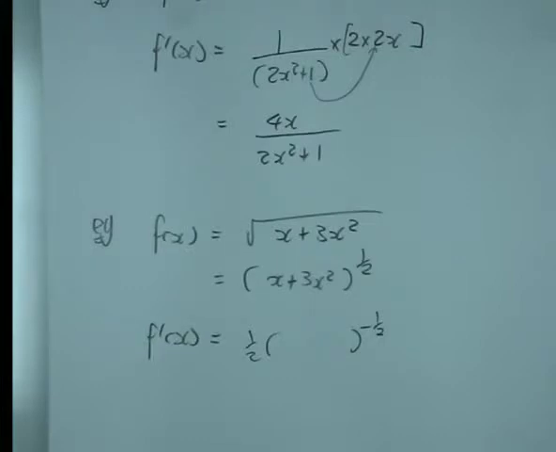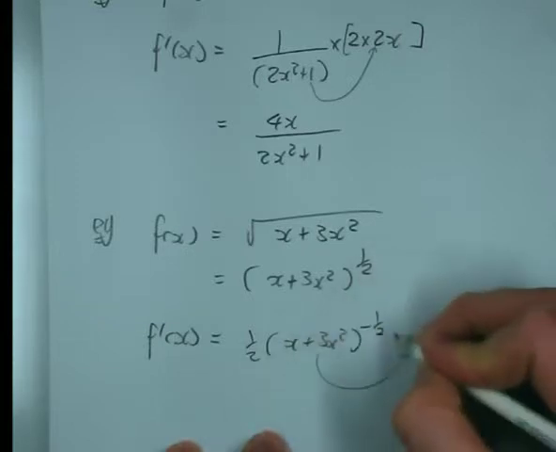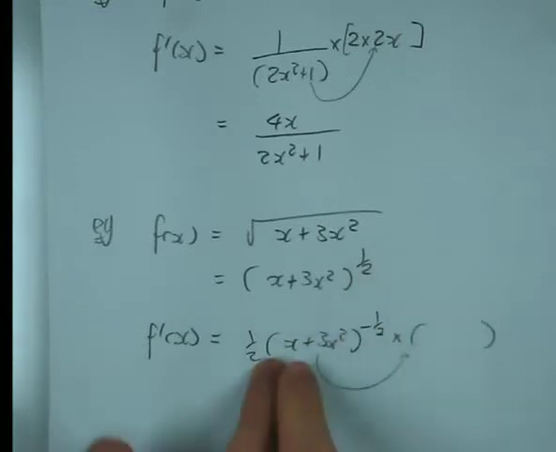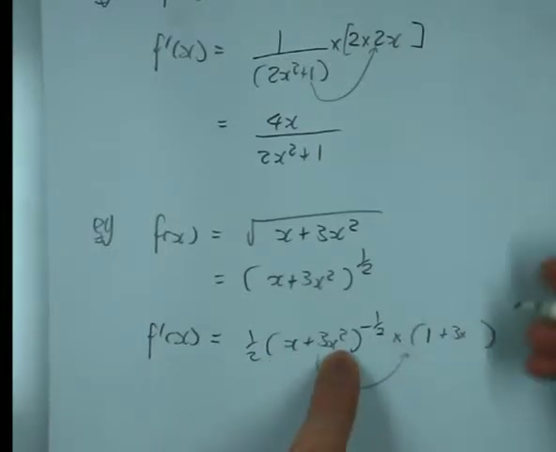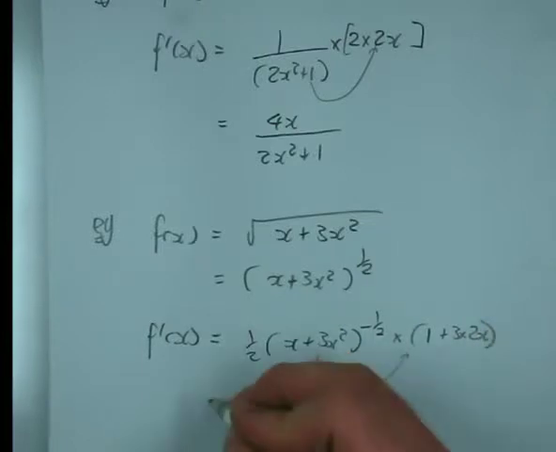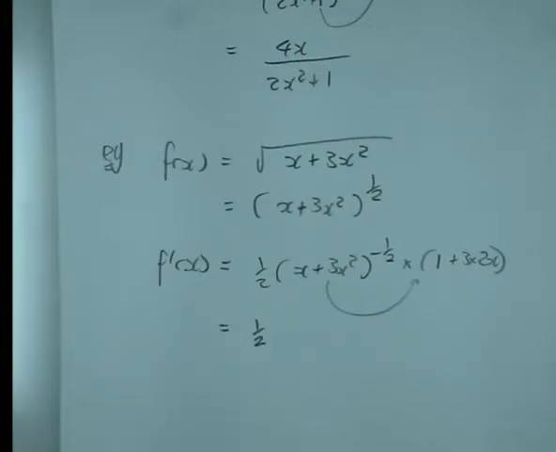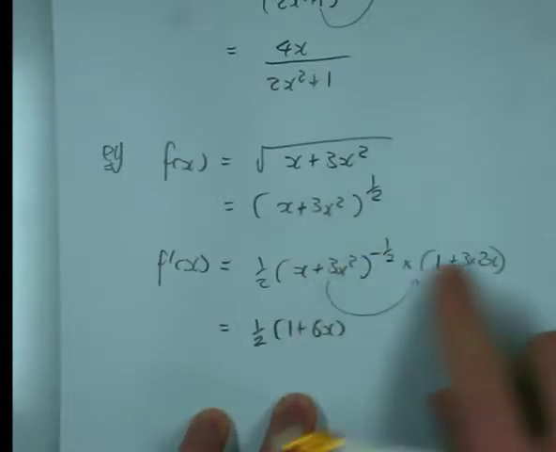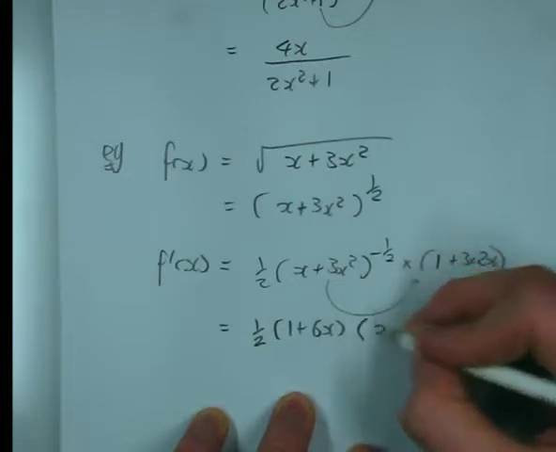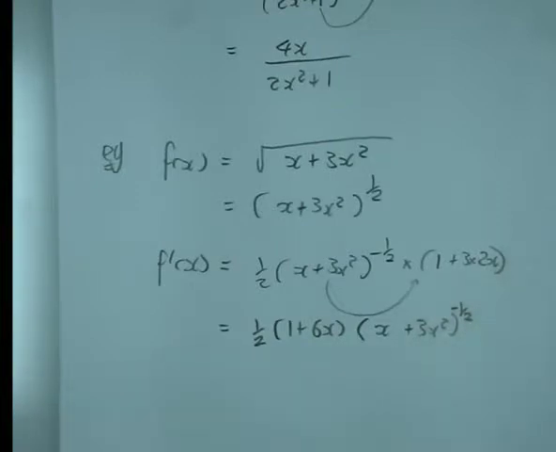Only it's not an x, it's an x plus 3x squared. And so I have to multiply by the derivative of what's on the inside. So the derivative of the x is 1, the 3 will still be there, and then the derivative of x squared is 2x. So it's tradition to put the powers at the end. It's not necessary, but normally you'll put the 1 plus 6x, which I just made here, and then you'll put the next one. And that's a perfectly acceptable answer.